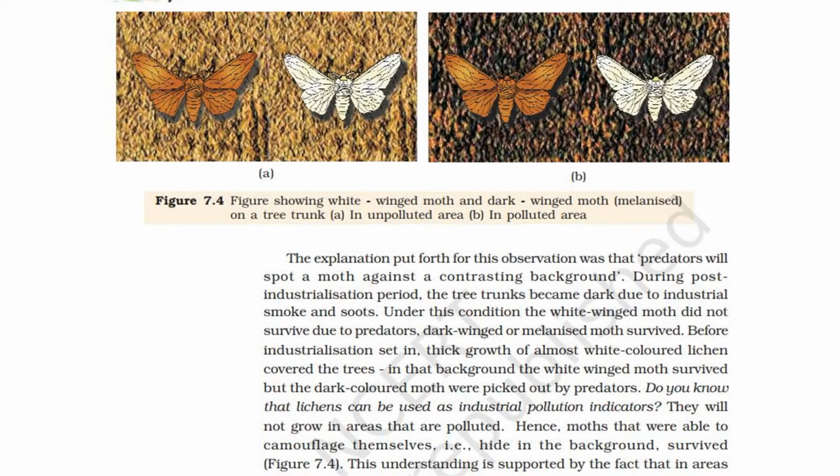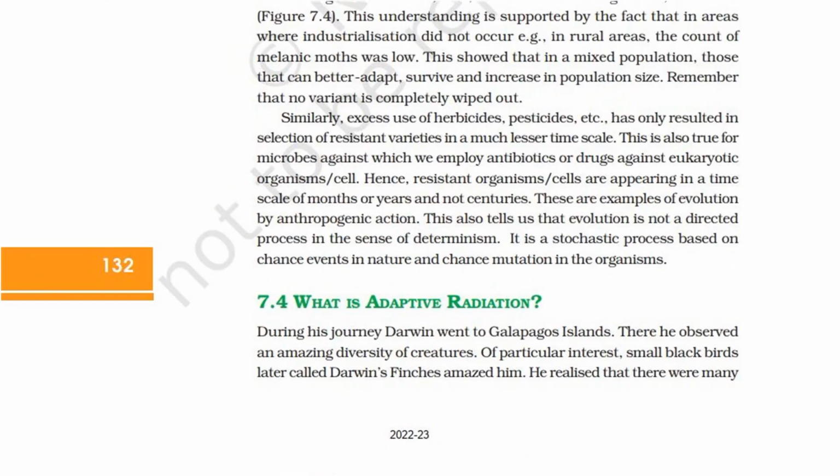Do you know that lichens can be used as industrial pollution indicators? They will not grow in areas that are polluted. Hence, moths that were able to camouflage themselves, that is, hide in the background, survived. This understanding is supported by the fact that in areas where industrialization did not occur, for example in rural areas, the count of melanic moths was low. This showed that in a mixed population, those that can better adapt, survive and increase in population size. Remember that no variant is completely wiped out.